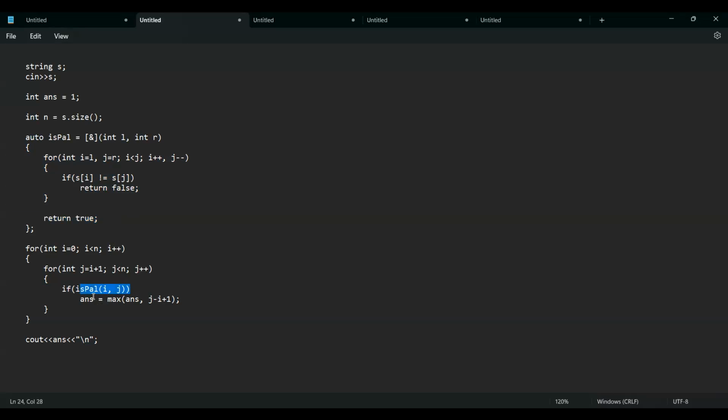If this is a palindrome, I can take my answer to be the maximum of the answer or the number of characters in the current substring from i to j. So what is it? It is j minus i plus 1. Finally, I can print my answer. Is it clear? Yes. Okay, so let's go to the third problem.